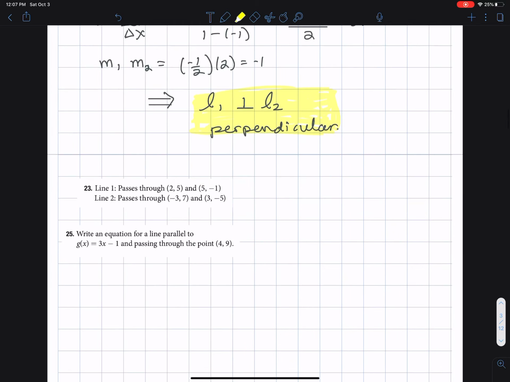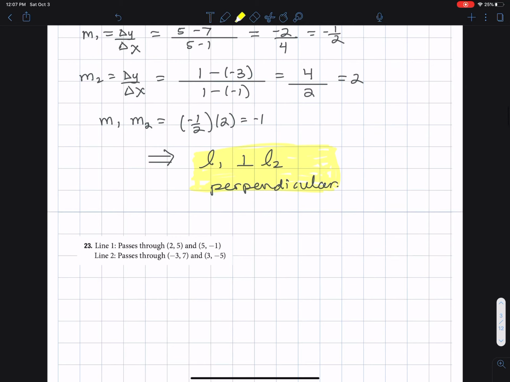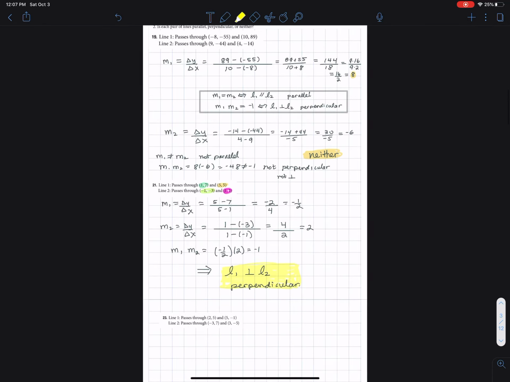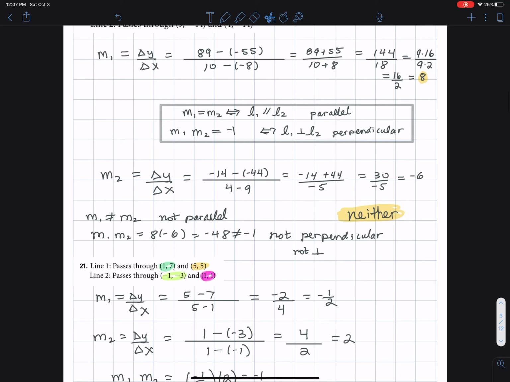Let's try number 23, same directions. We're going to find the slope and then decide whether they're parallel or perpendicular. I'm using the same idea. If M1 equals M2, they're parallel. If M1 times M2 is equal to negative 1, they're perpendicular. And if none of those happen, then they're neither. So those are if and only if statements. The double arrow that I'm showing right here means if and only if.